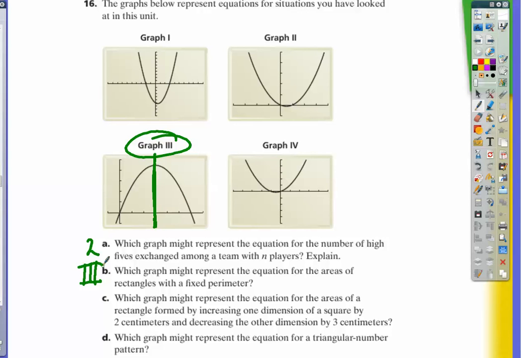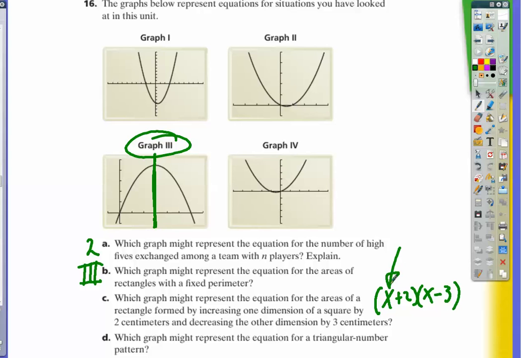Or 3. Which graph represents the equation for the areas of a rectangle formed by increasing the dimension of a square by 2 centimeters and decreasing the other by 3 centimeters? Well, I know the answer is C. Sorry, I know the answer is 1. And I know that because we are getting an area of, there's my square, and I've increased it by 2 and decreased one dimension by 3.